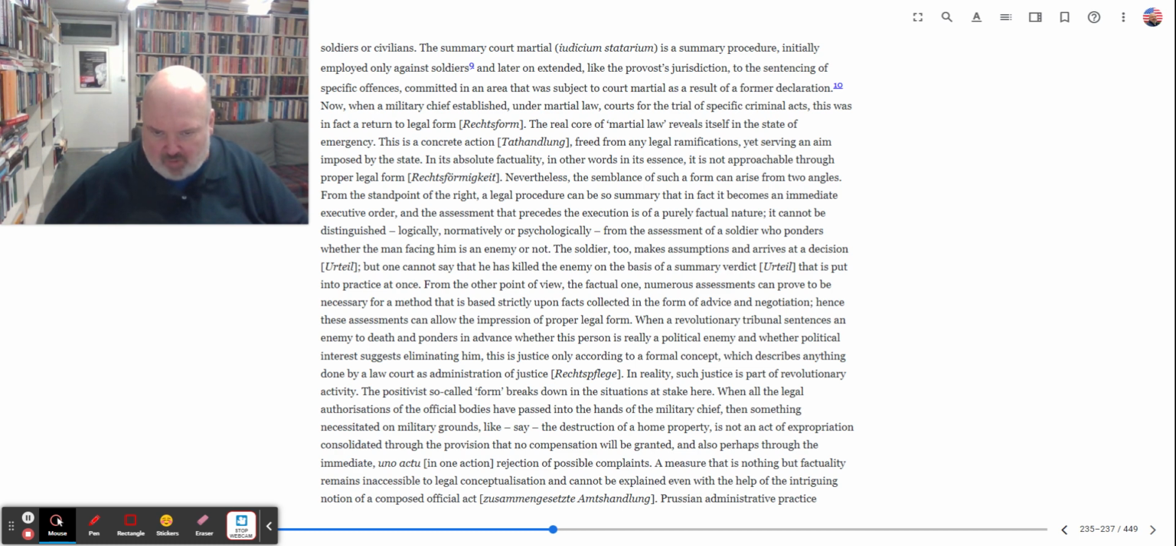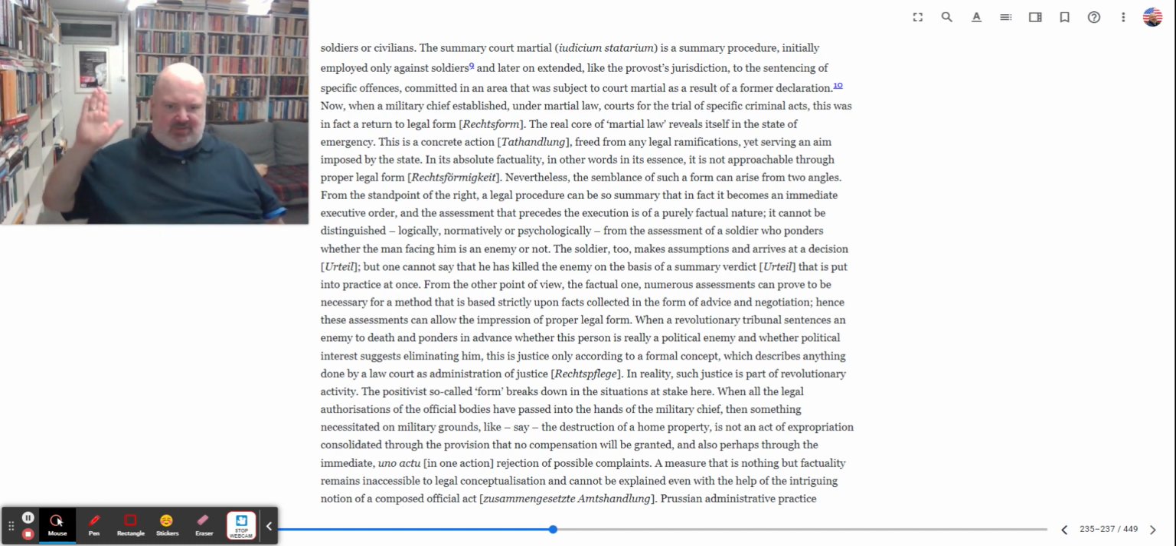The positive so-called form breaks down in the situation at stake here. When all legal authorizations of the official bodies have passed into the hands of a military chief, then something necessitated on military grounds, like, say, the destruction of someone's property, their house, is not an act of expropriation consolidated through the provision that no compensation would be granted, and also perhaps through the immediate rejection of possible complaints.